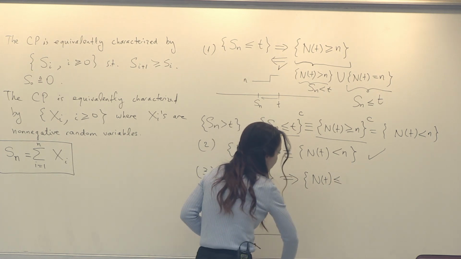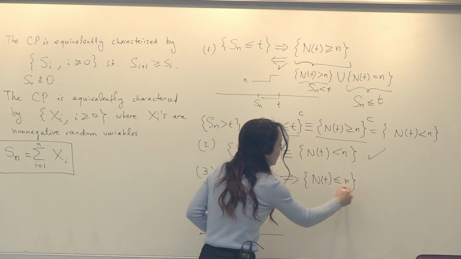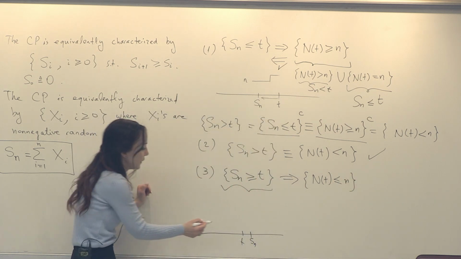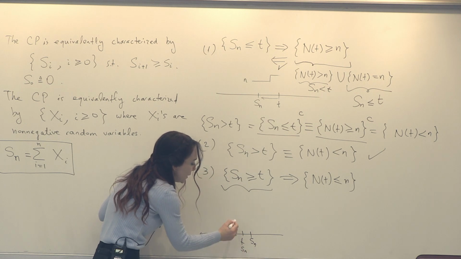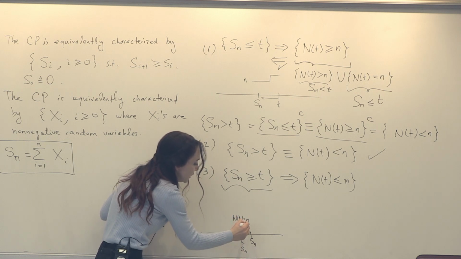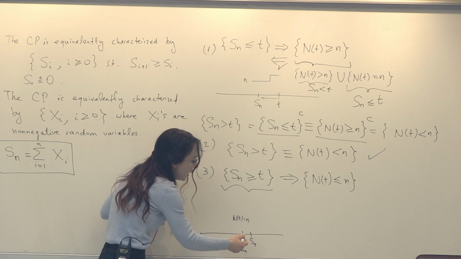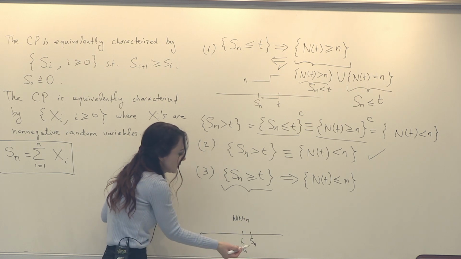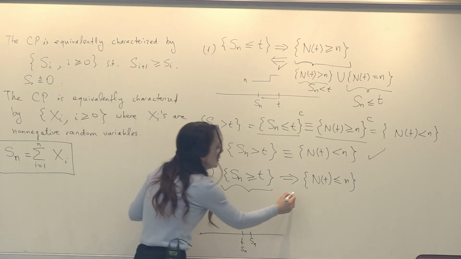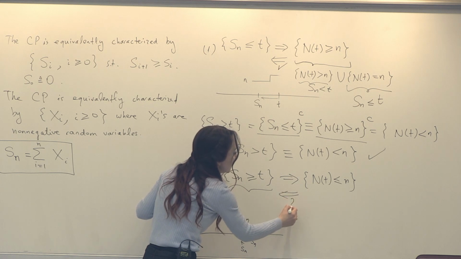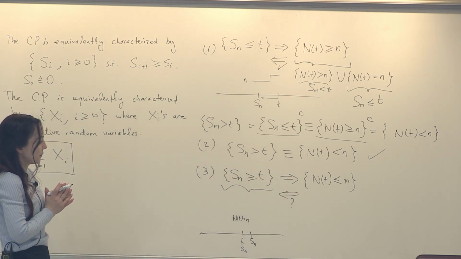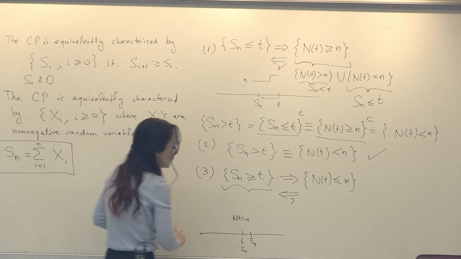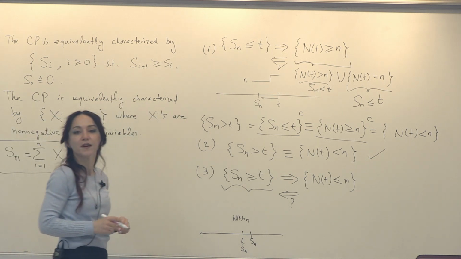Yes. We already argued: if Sn is at t, then N of t would be equal to n. If Sn is after t, N of t would be less than n. Okay. Does the right-hand side imply the left-hand side? What do you think?